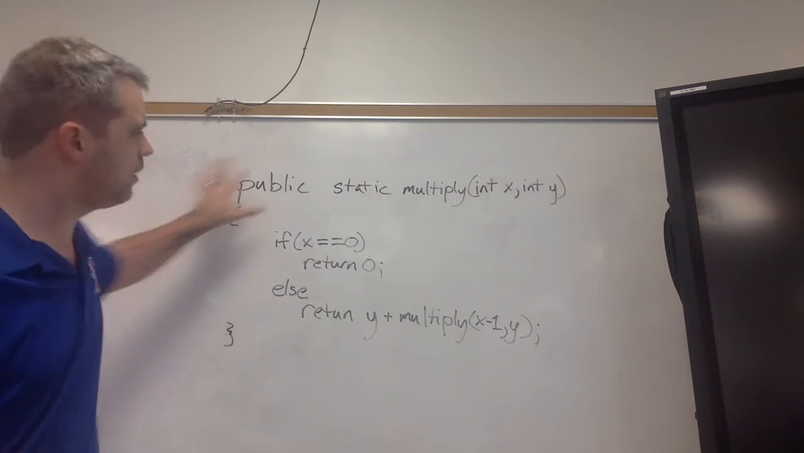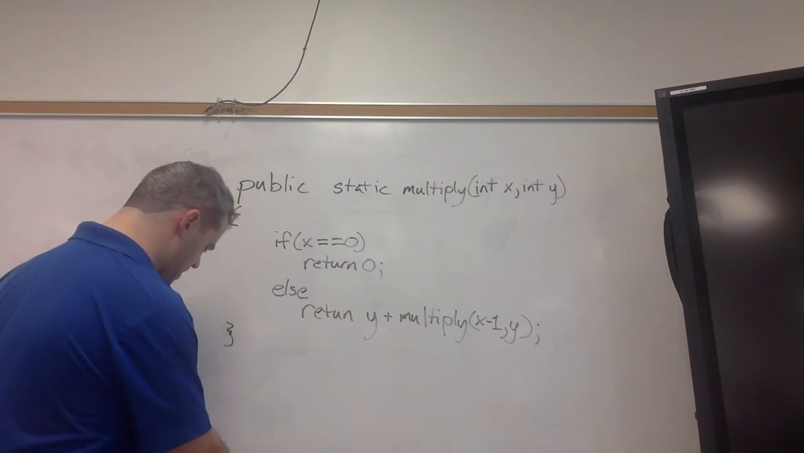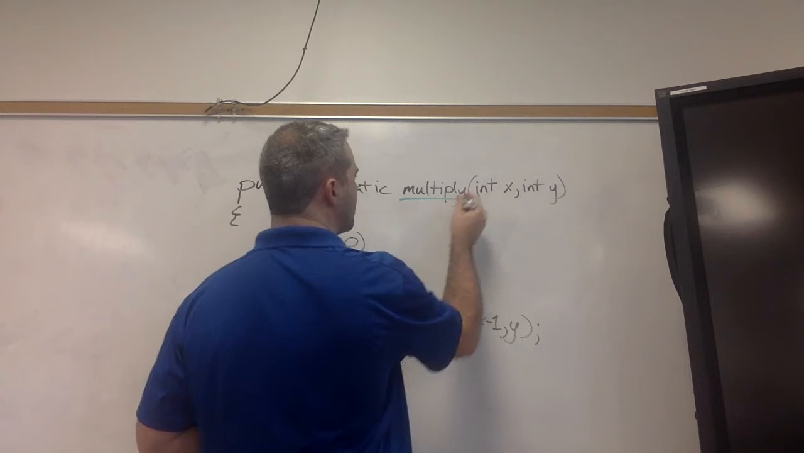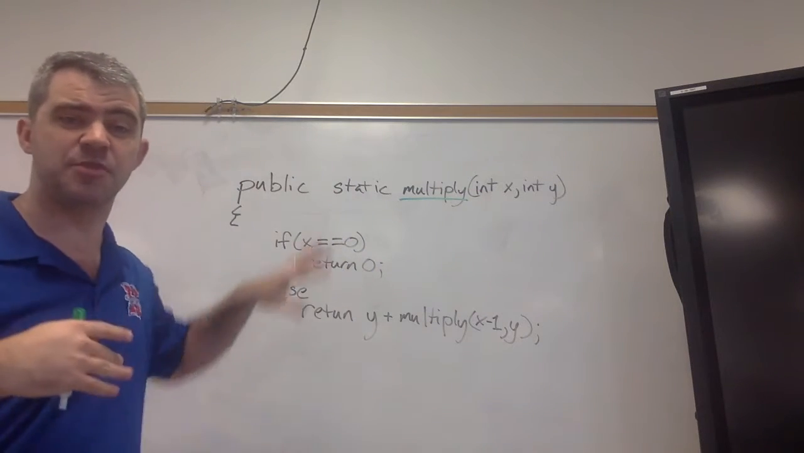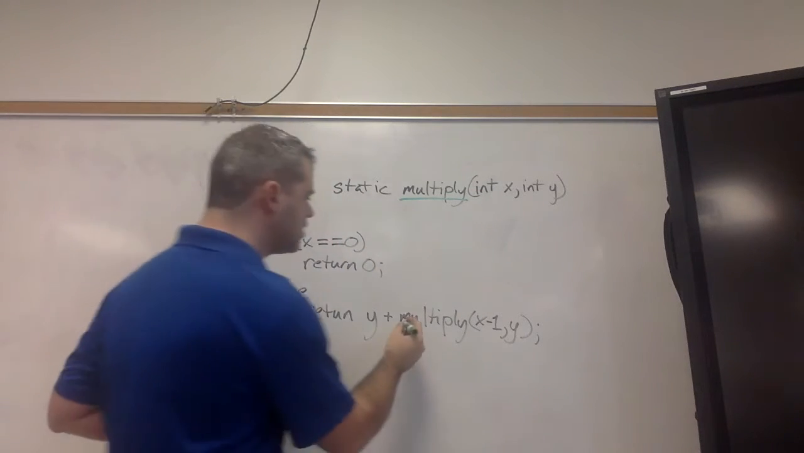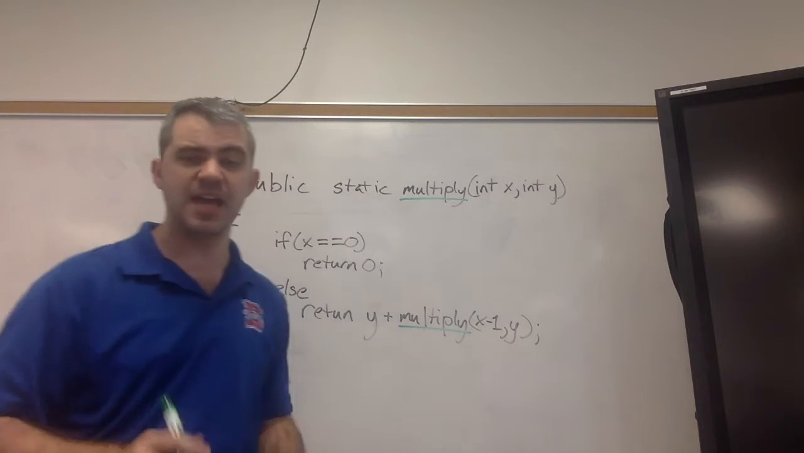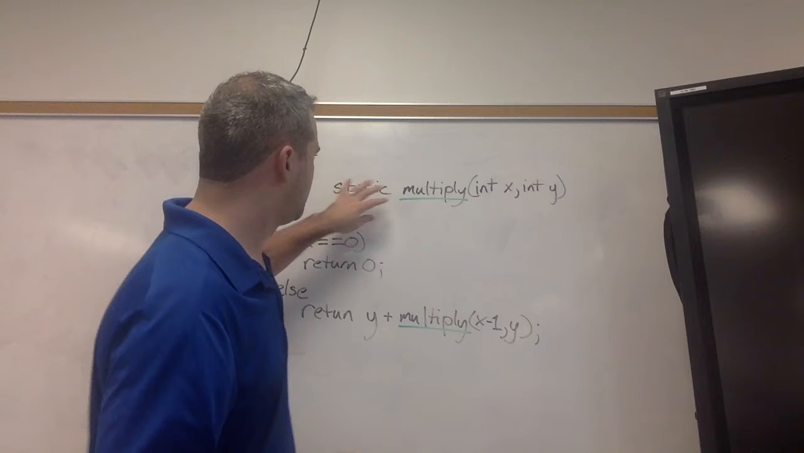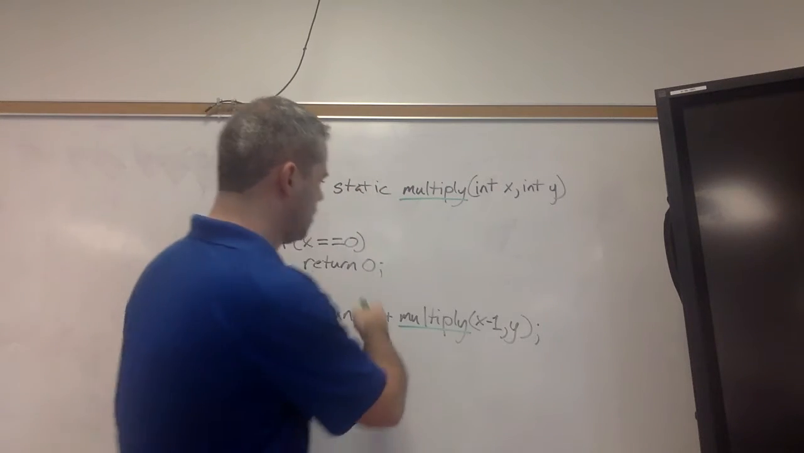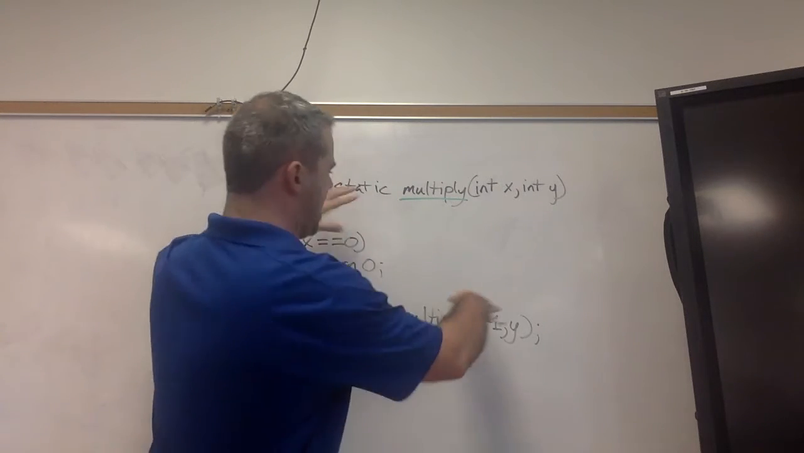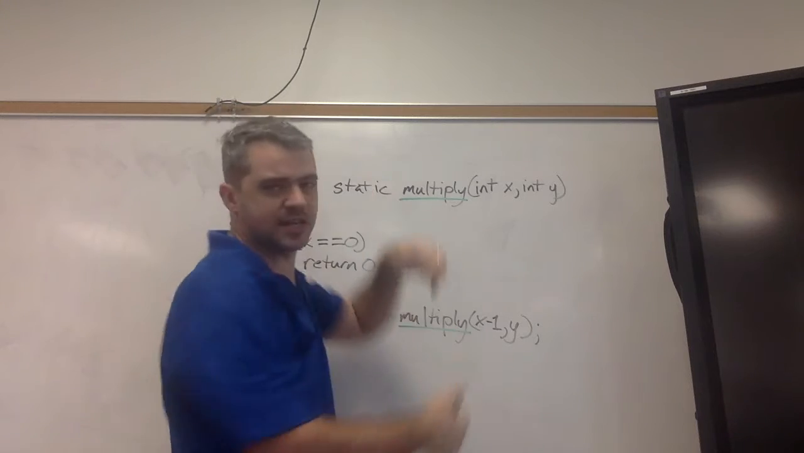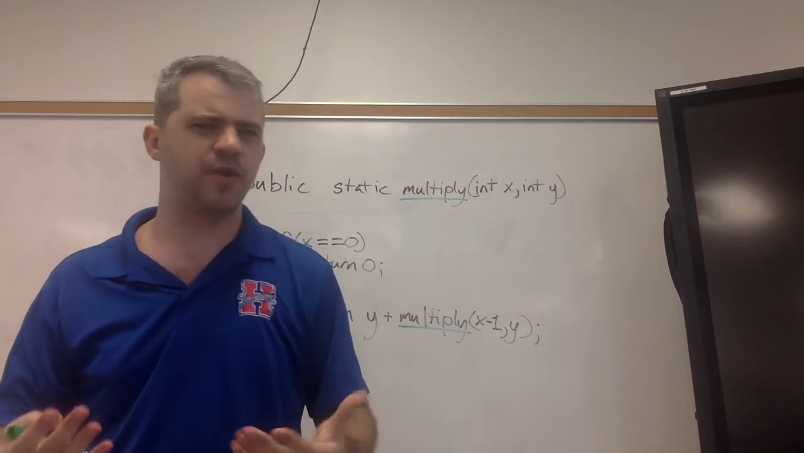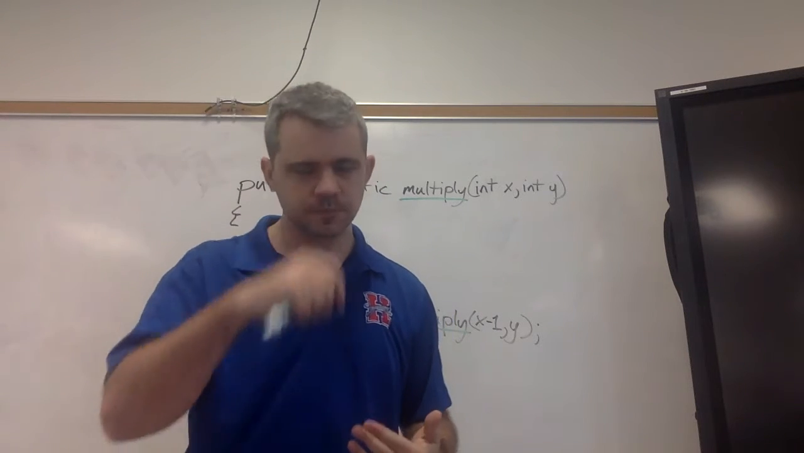So, without digging too deep in here, the main thing I want you to see first about this method, multiply, is that inside the body of the method, it calls multiply. It calls itself. So, when you run it, it will sometimes run itself, and then run itself again, and then run itself again. And that's how that repetition happens instead of having some sort of loop.